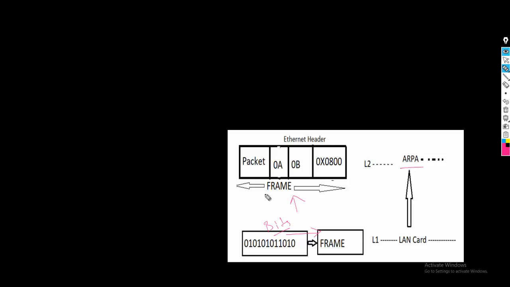At layer 2, the ARPA protocol will receive the frame and remove the Ethernet header from it. Further, it will check the destination MAC, which is 0B, which is its own. So it will accept it and check the type field, which is of the IP protocol. So it will hand over the remaining payload to the IP protocol at layer 3.